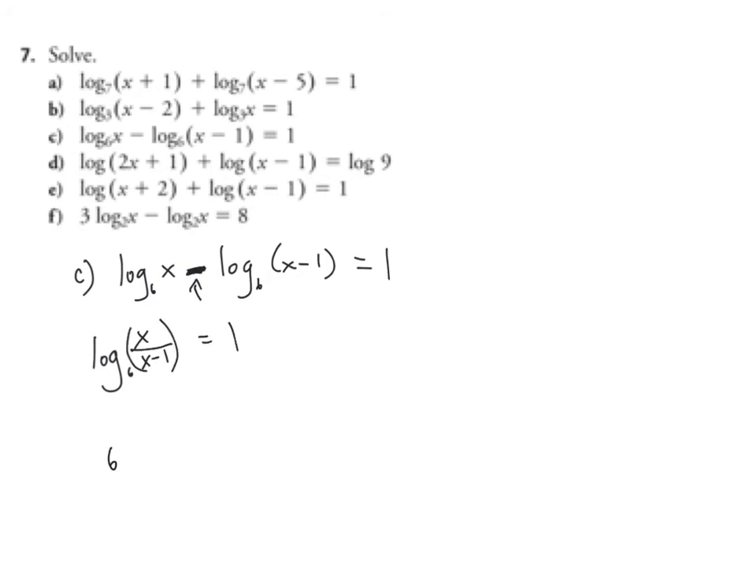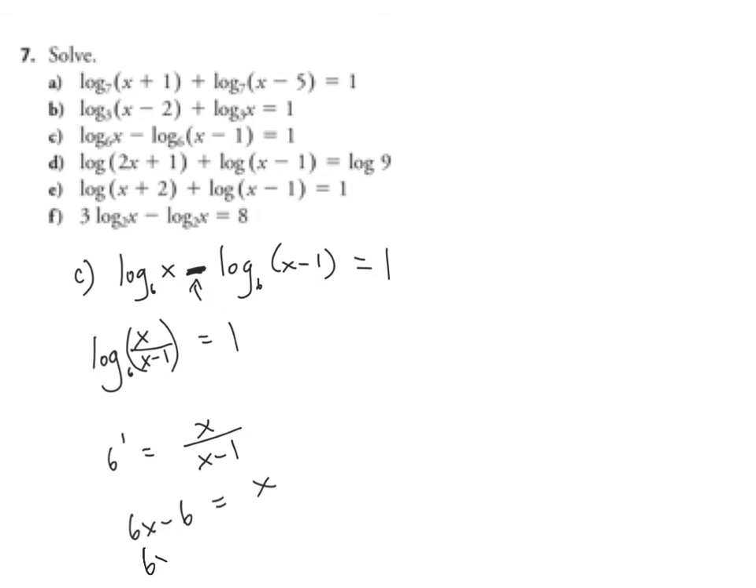So we're going to say 6 to the power of 1 equals x over x minus 1. Let's multiply both sides by x minus 1. So we got 6x minus 6 equals x. That's just because I took this x minus 1 and I multiplied by 6. So 6 times x minus 1 is 6x minus 6. That equals x. We'll bring the x over to the other side.